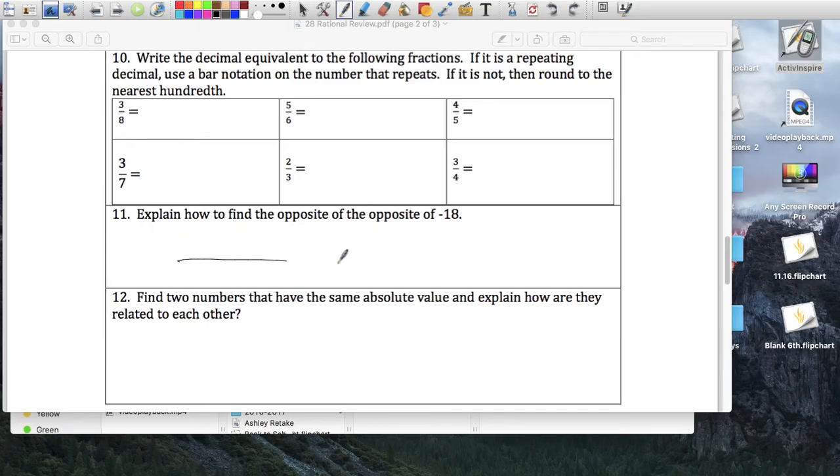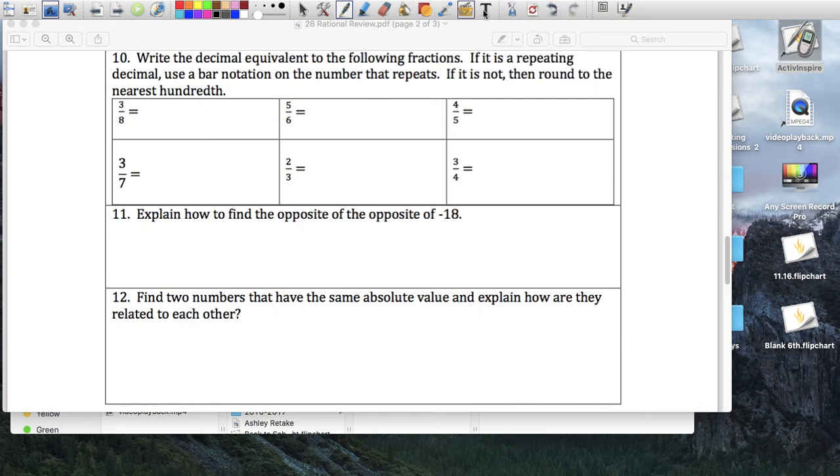Well, here's 0, here's -18. And I'm going to put 18 over here. The opposite of -18 is 18, right? But I want to take the opposite of that again. So if I take the opposite from there, it takes me back to -18. So the opposite of the opposite of -18 is -18.